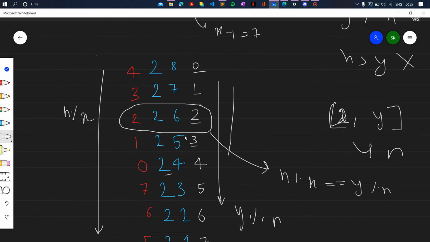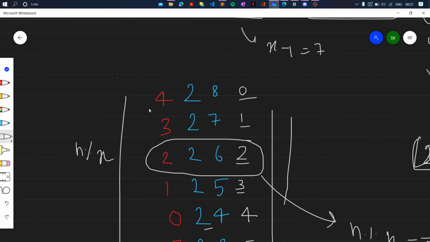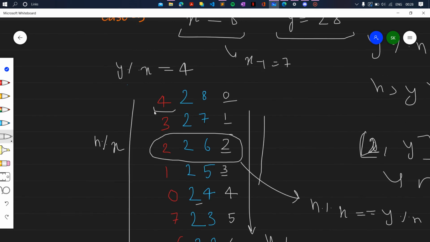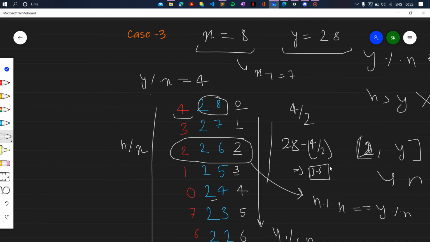Now what do we have to observe in this question? y mod x was equal to 4, since 28 mod 8 was equal to 4. If we take 4 by 2 and do 28 minus 4 by 2, it will give our answer, 26. That was the whole logic of this question.